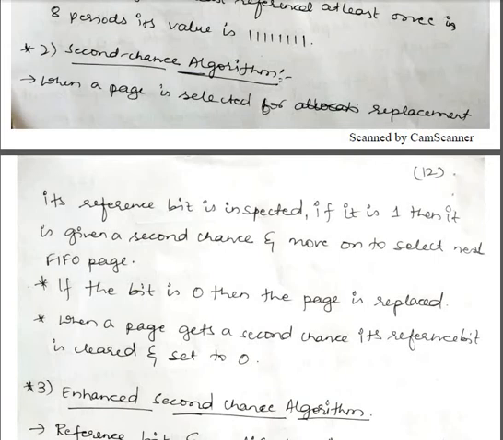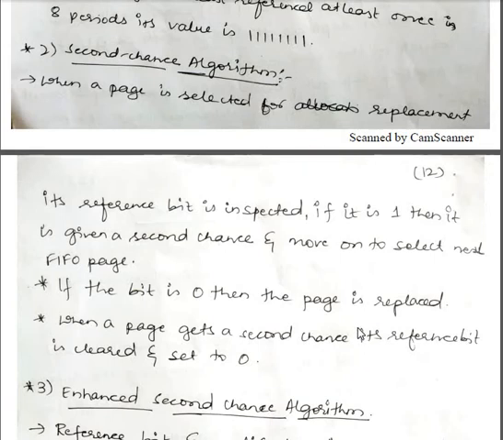So if that page is referenced, its reference bit will be set to 1. Then what are we doing? We are not replacing that page. We are moving to the next page for searching the victim. That particular page which is referenced will be given a second chance to survive. While giving a second chance, its reference bit will be cleared, and the search will move further for finding the victim. So this is the second chance algorithm.